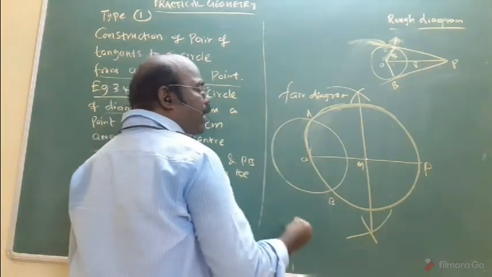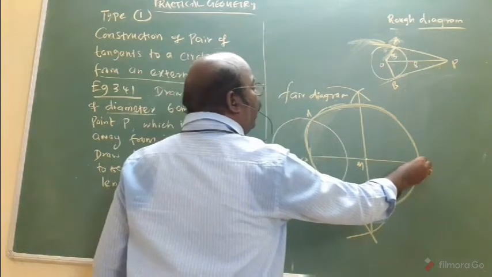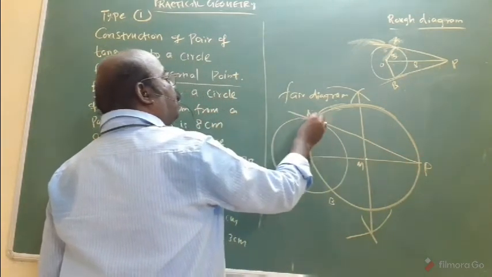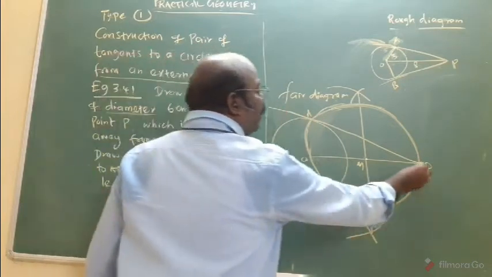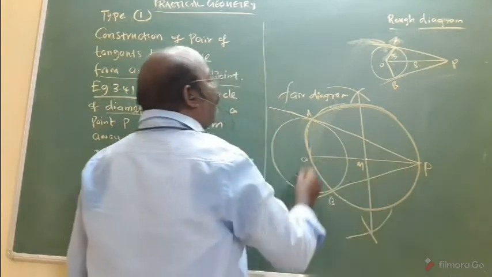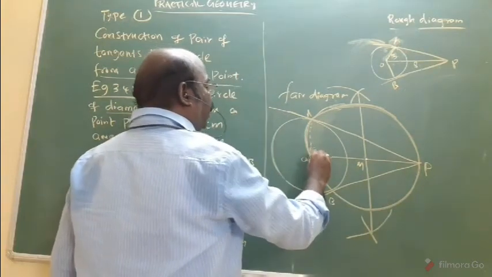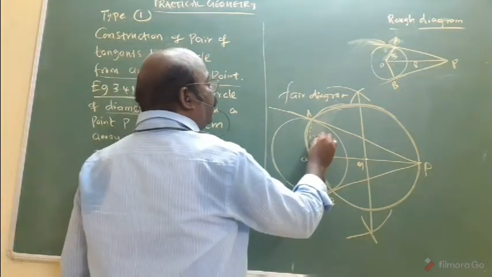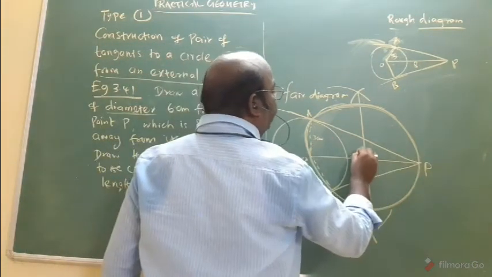Now what is being asked? Two tangents from P to the circle. Join P to A. I use a long scale, passing through A, and extend this one. Here also the same thing. Am I correct? By using the scale, draw the top line. That's all. This is the radius, 3 centimeter, and the full length is 8 centimeter. In this way, you got it.